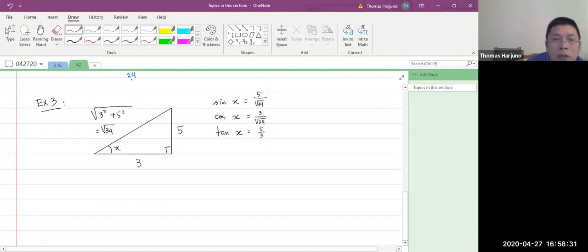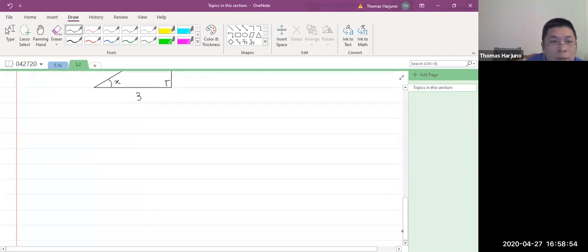Now, as you know, it is a custom. If we have a radical in the denominator, we simplify that. We multiply by radical 34, the top and the bottom. So we see something like this. Okay, let's go a bit further. So, in fact, we can do the following question.